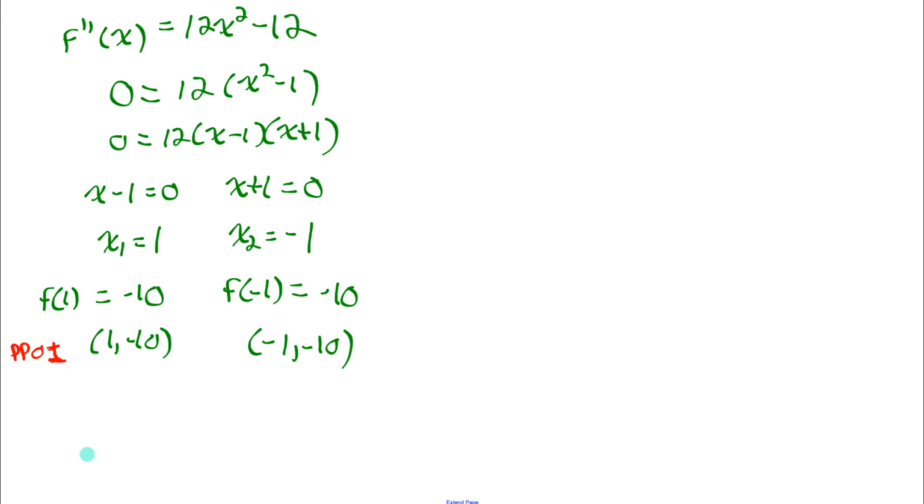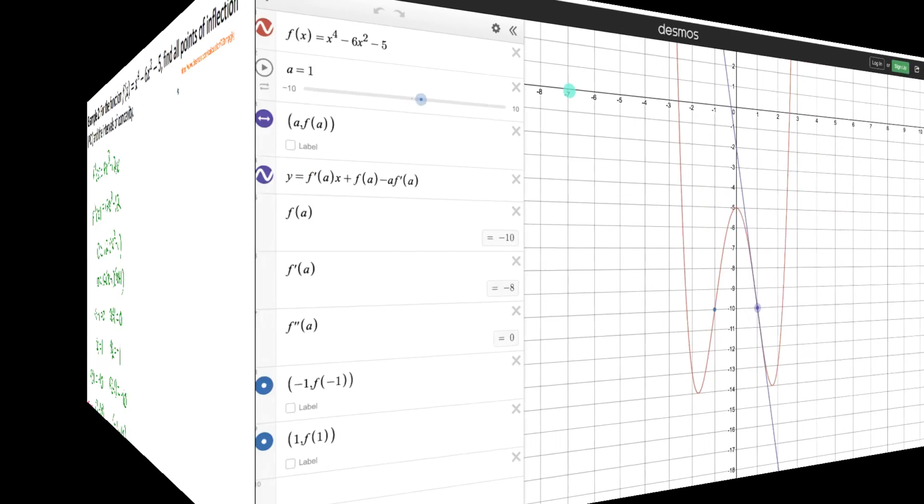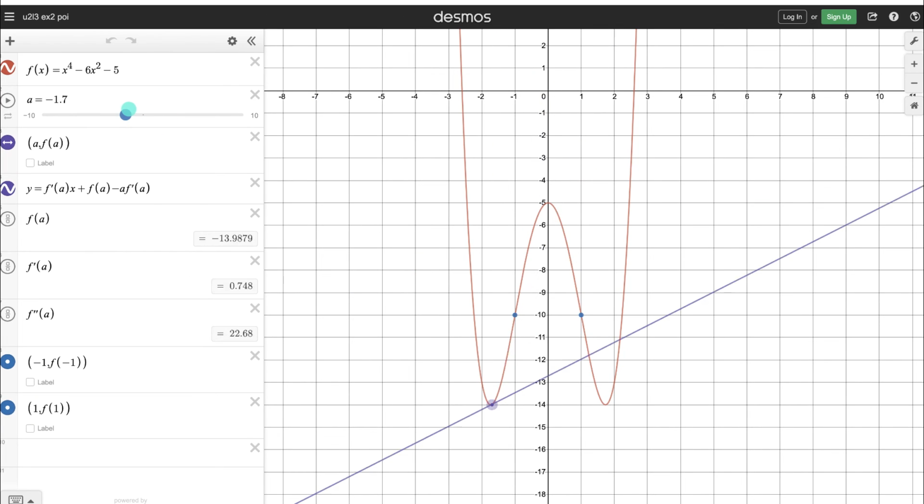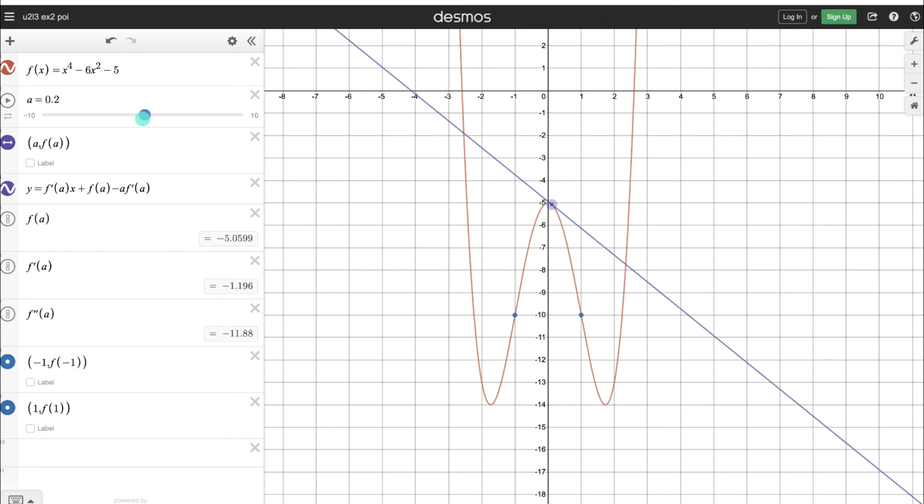In order to verify if they are points of inflection or not, I need to check, is there a change in concavity around these points? Let me just show you graphically what I'm talking about. So here's that function, and we've got our two critical points, and I've got those labeled in blue for you here, at (-1, -10) and (1, -10). Is there a change in concavity around those points? Well, before an x value of -1, notice that the function is concave up. After an x value of -1, the function switches to concave down. And then after an x value of 1, the function switches back to concave up. So yes, those are points of inflection.